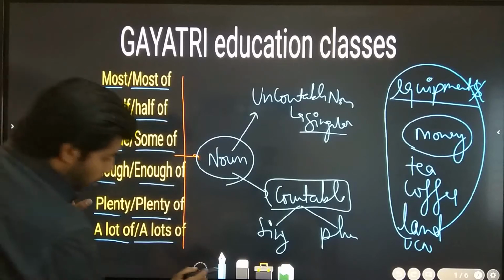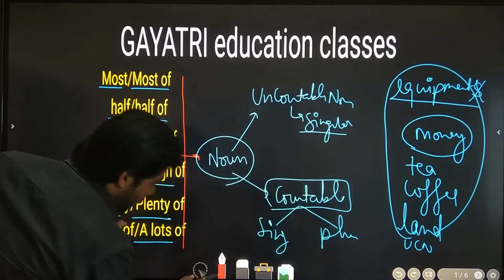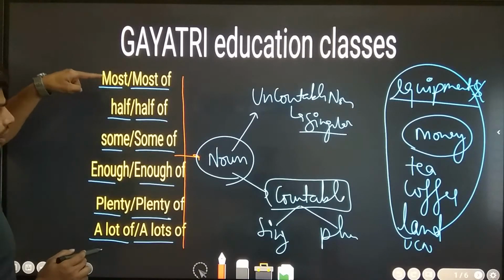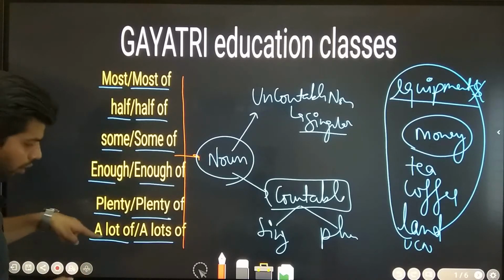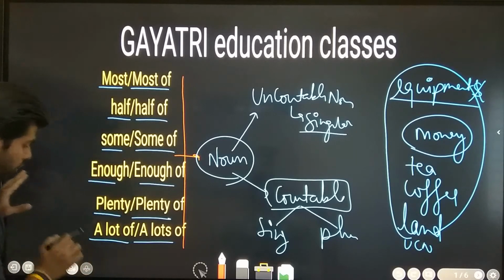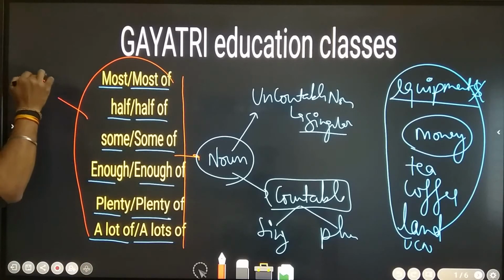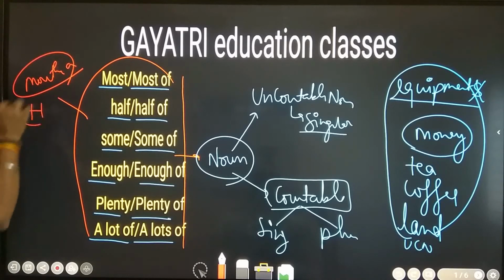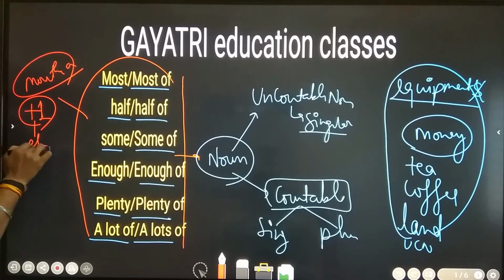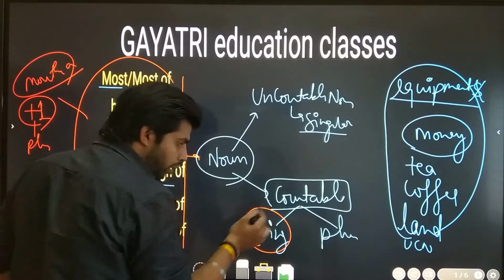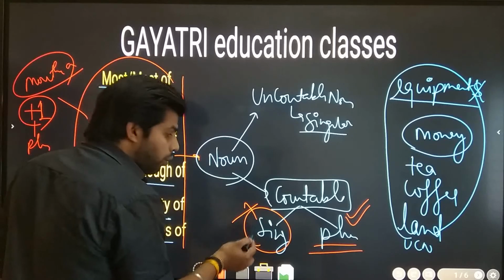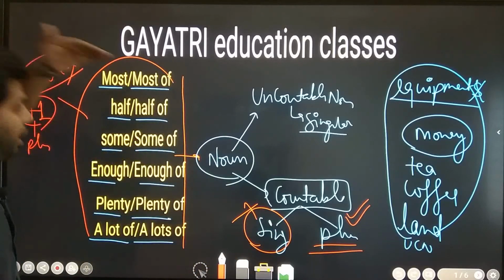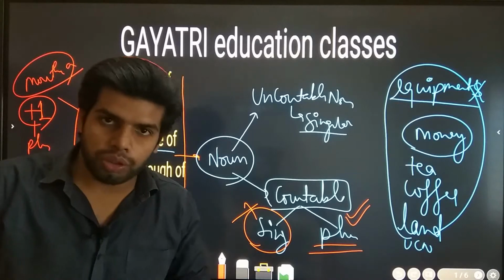But what about this? Now guys, look here very carefully. You have to understand this. These words, whether it is most, most of, half, half of, some of, enough, enough of, plenty, plenty of, a lot of, a lots of, all have the meaning of more than one. More than one means plus one, which means it is plural, so these meanings are already plural. So can we use a singular countable noun? No, we always have to use the countable noun in the plural form only. We cannot use a singular countable noun with these words, because their original meanings are more than one.